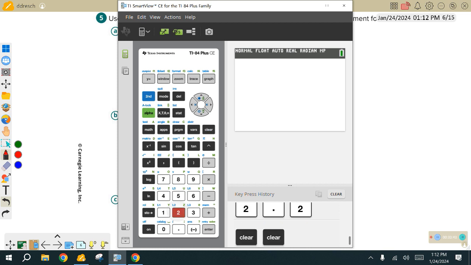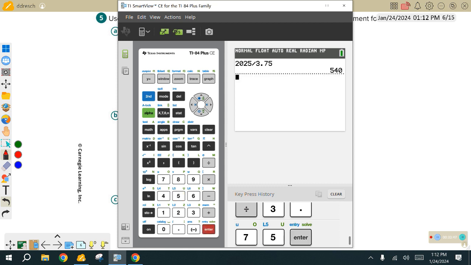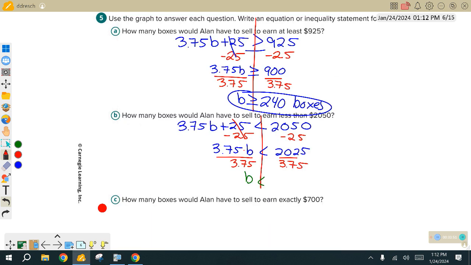Whoops. 2025 divided by 3.75 is 540 boxes. Again, that should make a little sense because we are larger than $1,600 this time, so we need more than 420 boxes. 540 boxes gets me to that goal. If I go over 540 boxes, it doesn't get me anything extra.